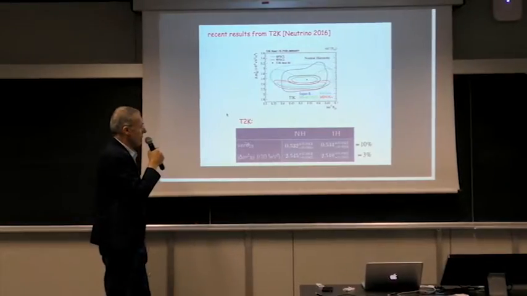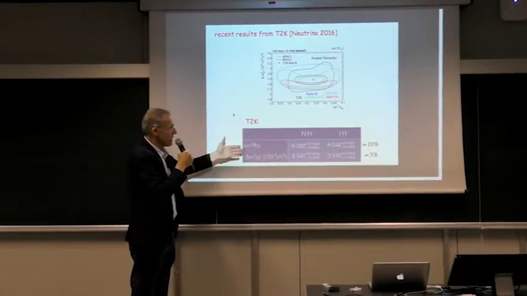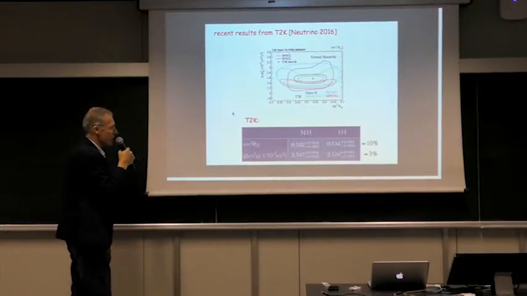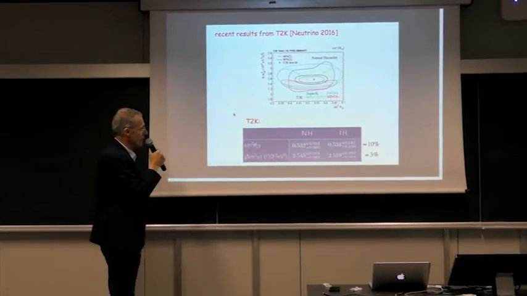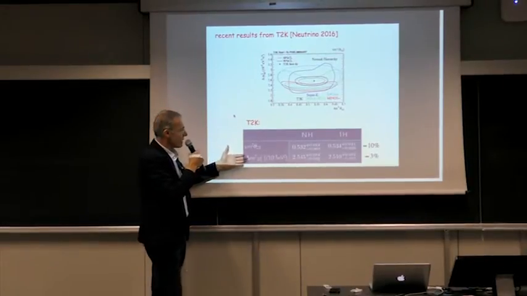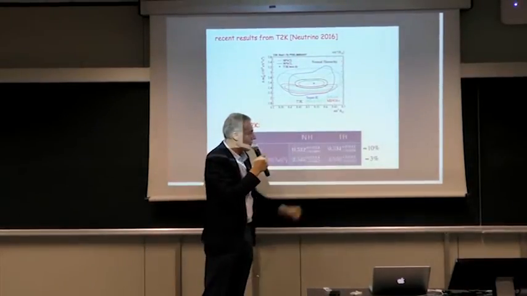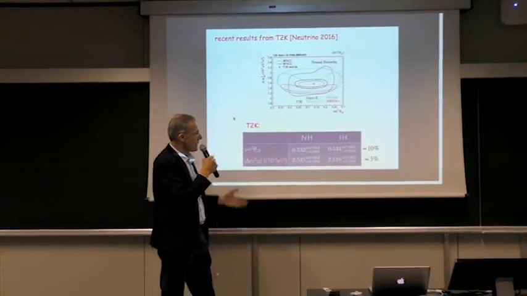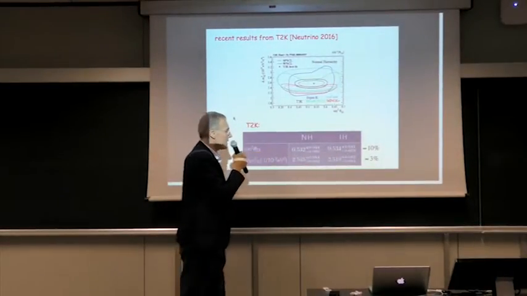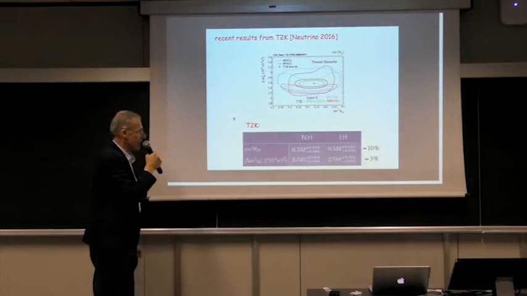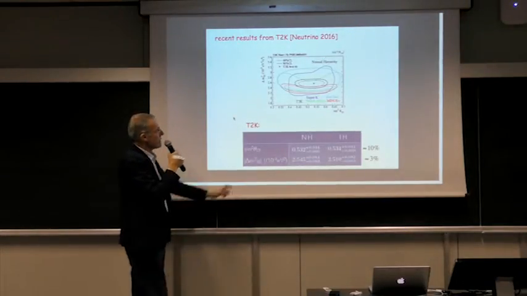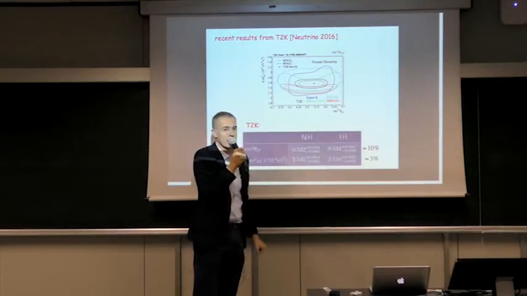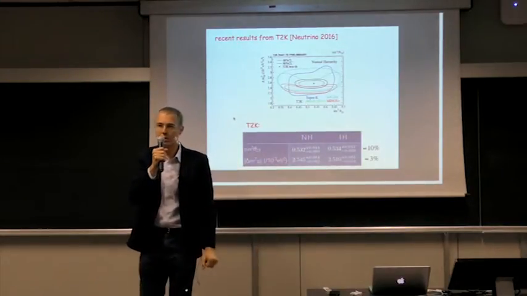And you see also the precision that has been reached in the determination of these two parameters. Delta m square is measured with a precision of 3%. Sine square theta 23 is known with an uncertainty of about 10%. And this most precise determination is still compatible with the maximal value for theta 23.